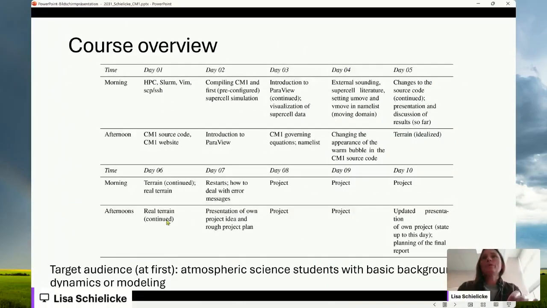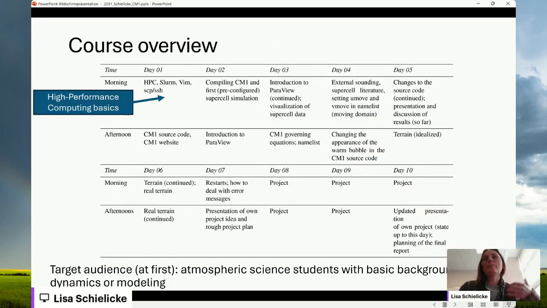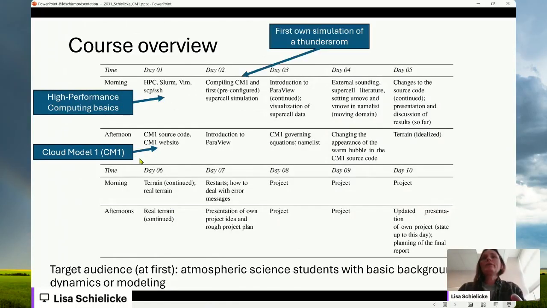Here I give a short overview of our two-week course, so 10 days in total. To run the model, we were able to go to a high-performance computing cluster at the University of Bonn. So the students learned the basics of HPC computing. We introduced Cloud Model 1 on the first day. On the second day, the students already produced their own first simulation of a supercell thunderstorm. And then they also got training in 3D visualizations.